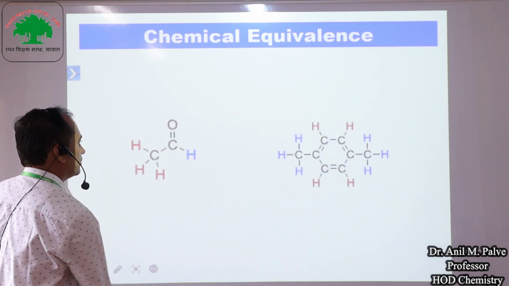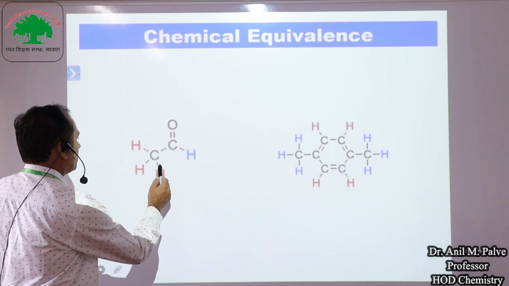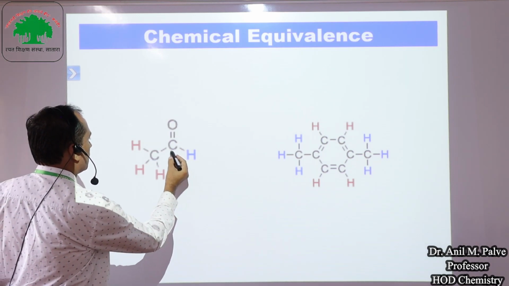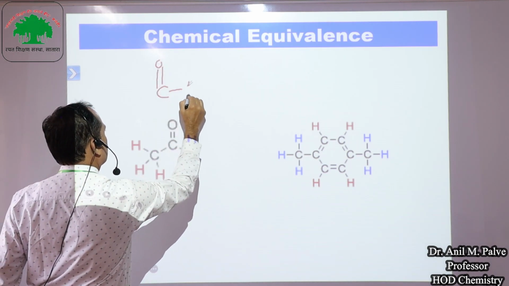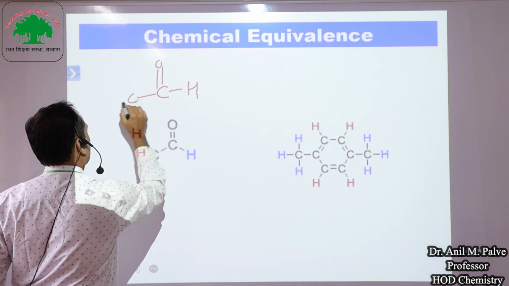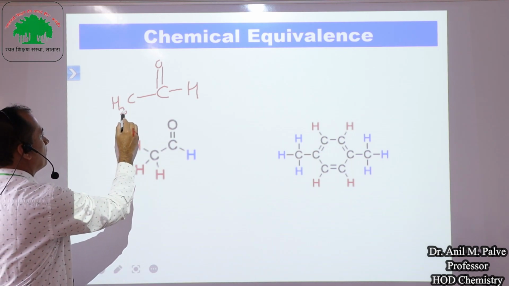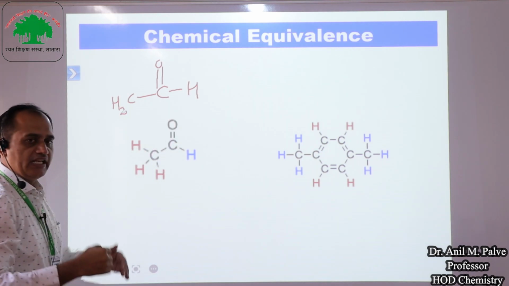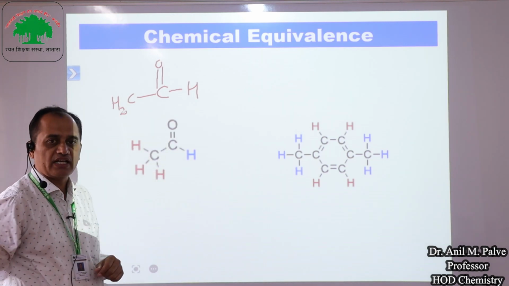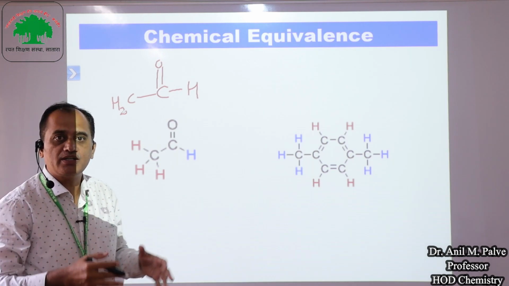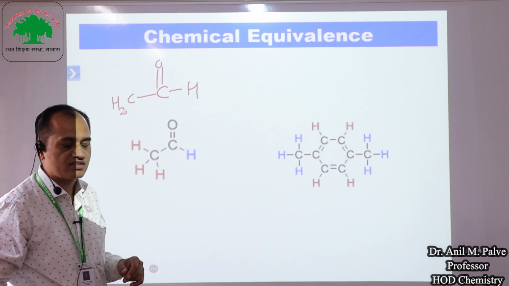Now let us go ahead with another example. Now for this acetaldehyde, I will just write the acetaldehyde like that. Here the total number of protons is 4. So these 3 as well as 4. In NMR spectroscopy, we have to find out how many sets of equivalent protons there are, and according to that we get the number of signals.